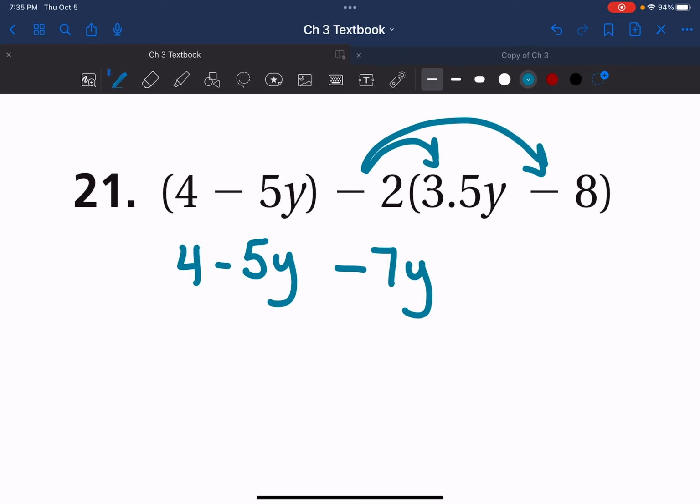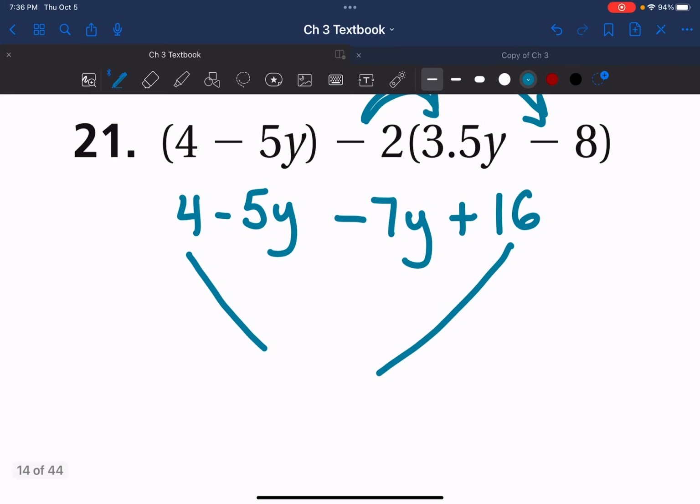Now I'm going to do negative 2 times negative 8. 2 negatives make a positive, and 8 and 8 is 16. All right, so far so good. Hopefully you guys are doing okay on this. Let's go ahead and combine my like terms. I have a positive 4 and a positive 16. Okay, we're just going to add them. That makes 20.